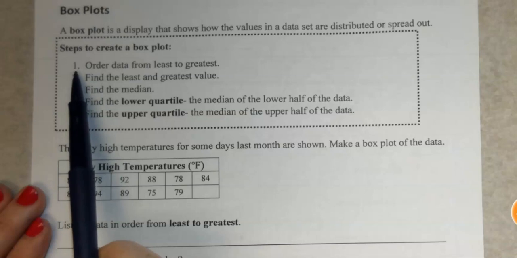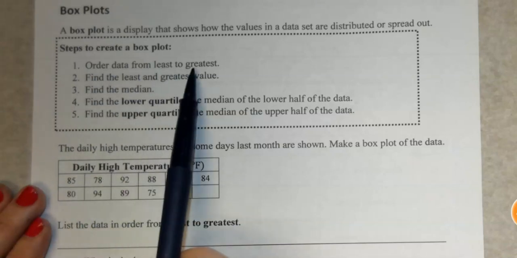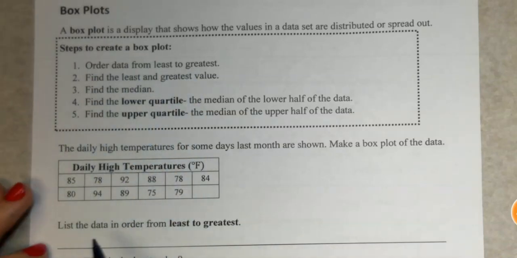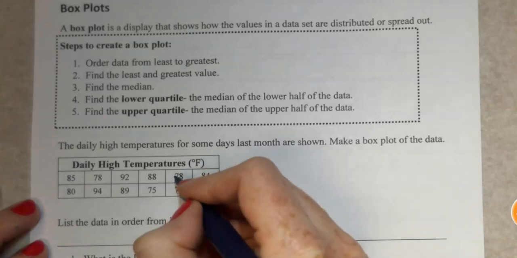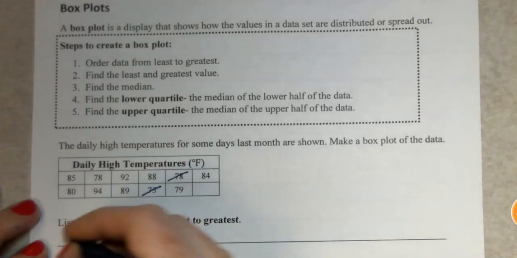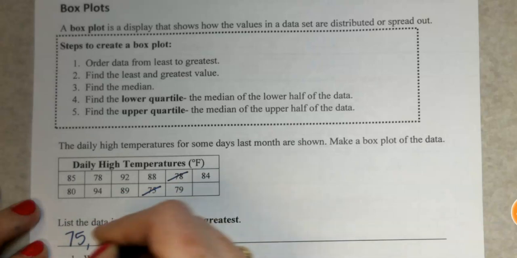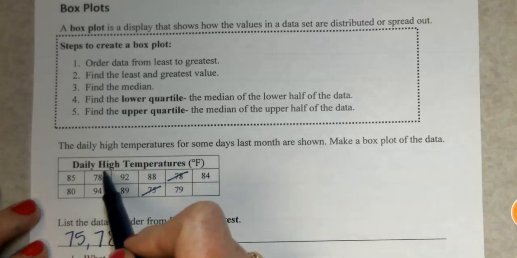Okay? So your step one is to order data from least to greatest. All right? So we're going to go ahead and do that. Step one, list the data in order from least to greatest. So my least is 78. Oh, I'm sorry, I have 75. Then 78. And we have two of those.